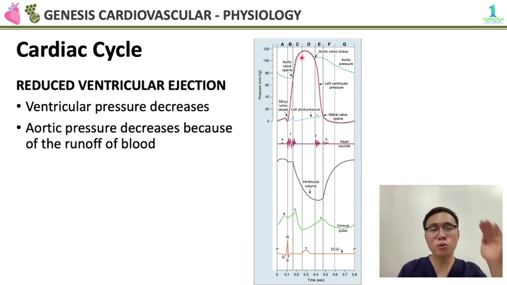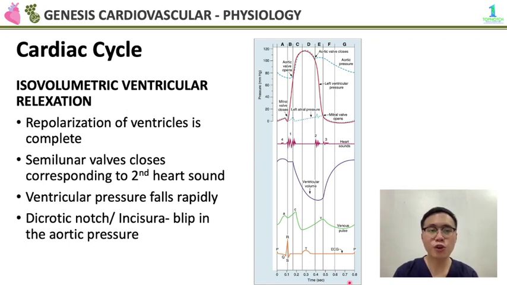At one point, mauubos din naman yung volume na ina-eject niya. So at that point, unti-unti nang babag-drop ang ventricular pressure natin, no? Sa LV ventricular pressure, the volume isn't so drastic na at this point, and the aortic pressure decreases now because of the runoff of blood. Okay? So ayan na siya. Yung broken line dito na color blue will represent the aortic pressure.